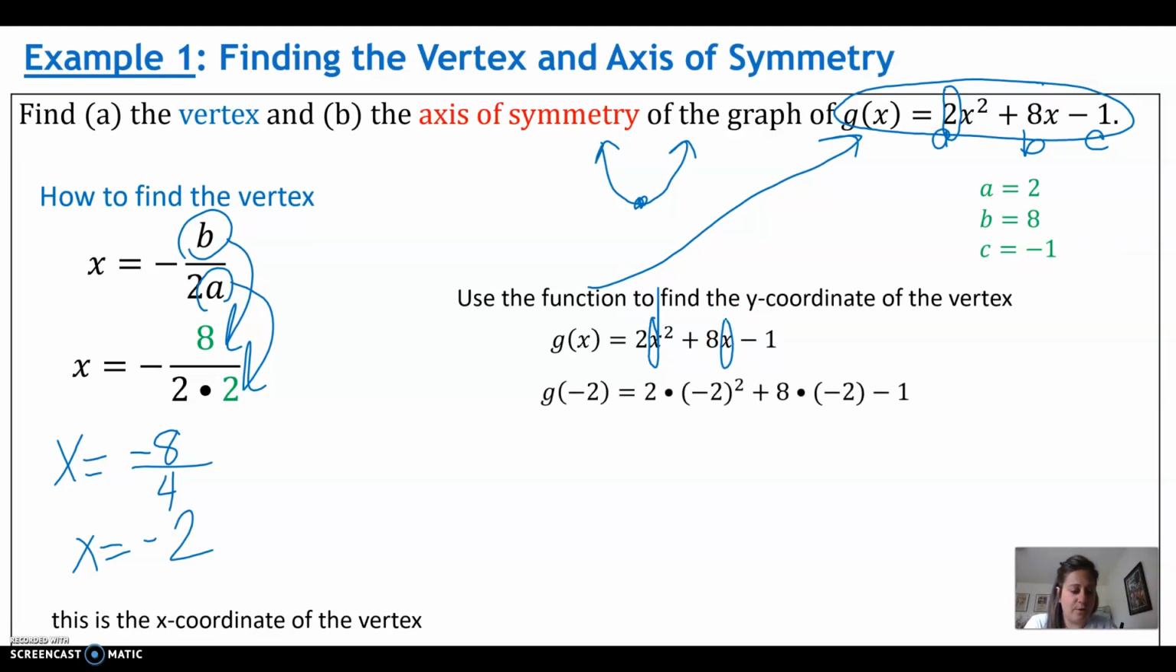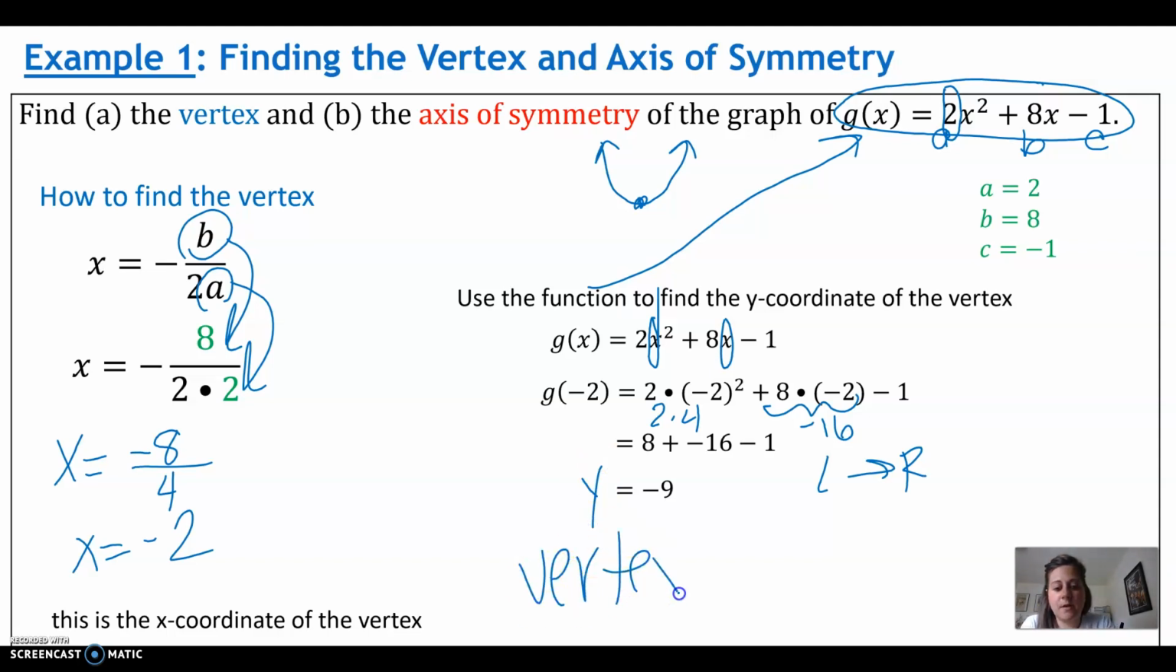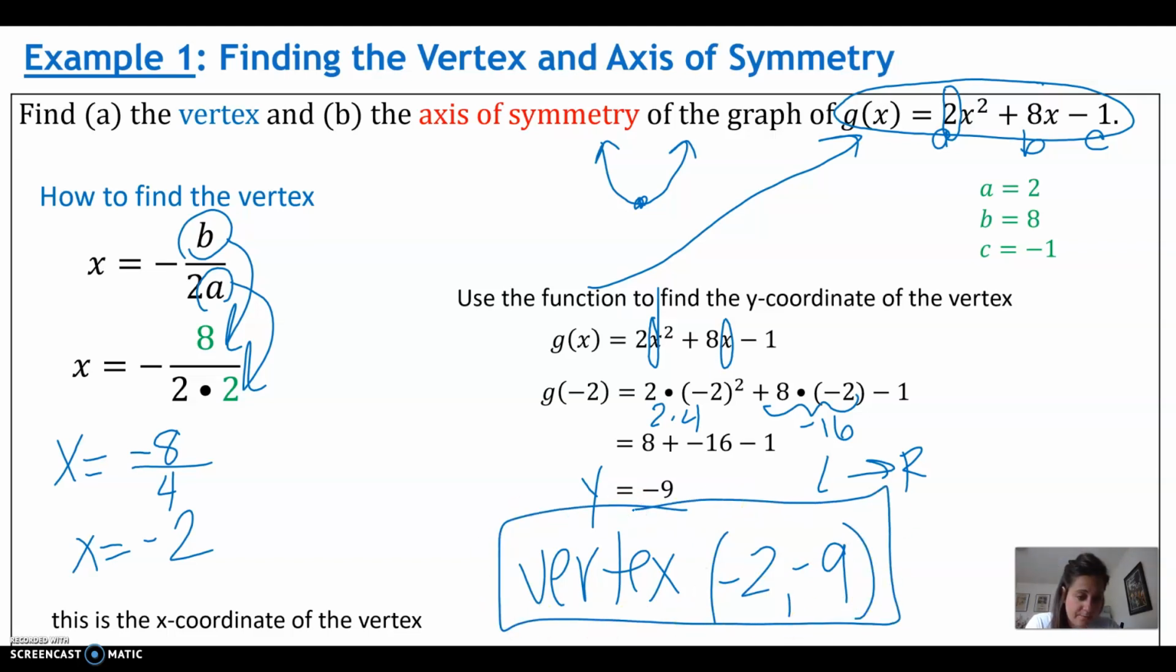Now be very careful with your PEMDAS. So if I do that, we're going to get 2 times 4. That's where the 8 came from. And this would be negative 16. So now we're going to work left to right, again, following PEMDAS. It looks like you get negative 9, which is the y value. So your vertex is -2, -9. So we have half our answer.